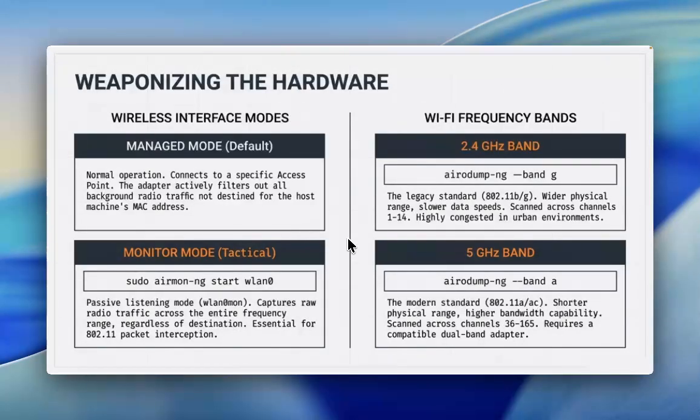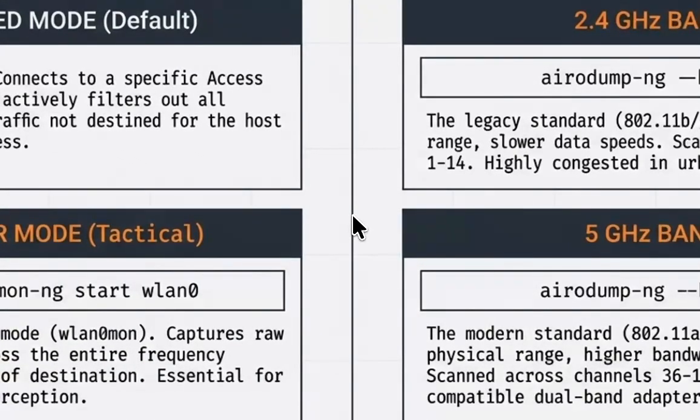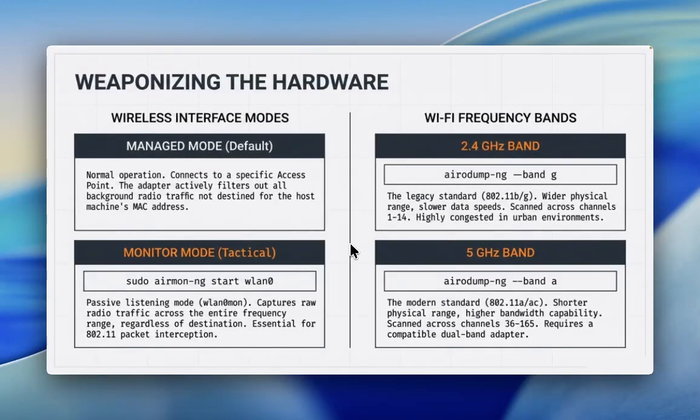802.11 packet interception. Wi-Fi frequency bands: 2.4 GHz band, airodump-ng --band g. The legacy standard, 802.11b/g, offers wider physical range, slower data speed, scanned across channels 1 to 14, highly congested in urban environments. 5 GHz band, airodump-ng --band a. The modern standard, 802.11a/n/ac, shorter physical range, higher bandwidth capability, scanned across channel 36 and up, requires a compatible dual band adapter.